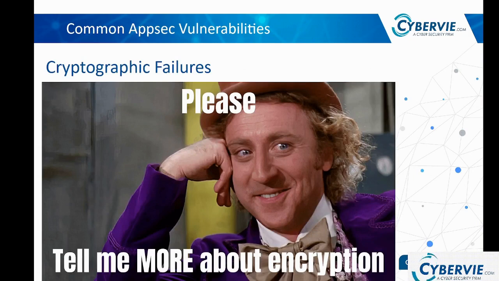Now let's talk about the common AppSec vulnerabilities. First we are going to talk about cryptographic failures. A cryptographic failure is when an application uses an insecure encryption method to store or send data, like using MD5 or SHA-256 hashes to store data or using any easily decodable encoding to send data.